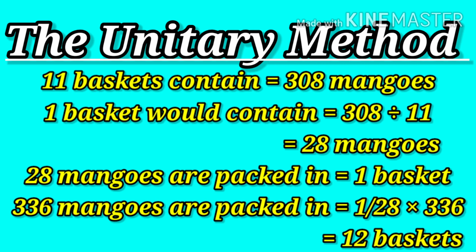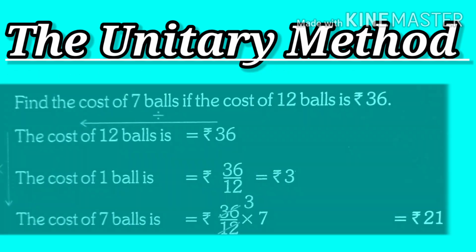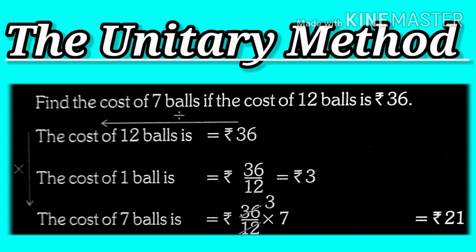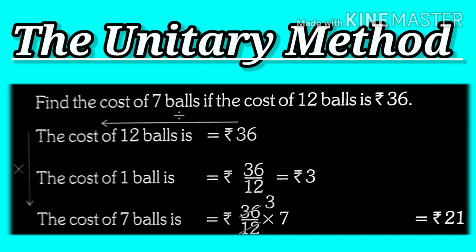Now changing the side, as the number of baskets is what is required: 28 mangoes are packed in 1 basket. So 336 mangoes are packed in 1 upon 28 multiplied by 336. By dividing it or reducing it to the lowest terms, we will get the answer 12 baskets. Like this we can solve many examples. So this is called the unitary method.